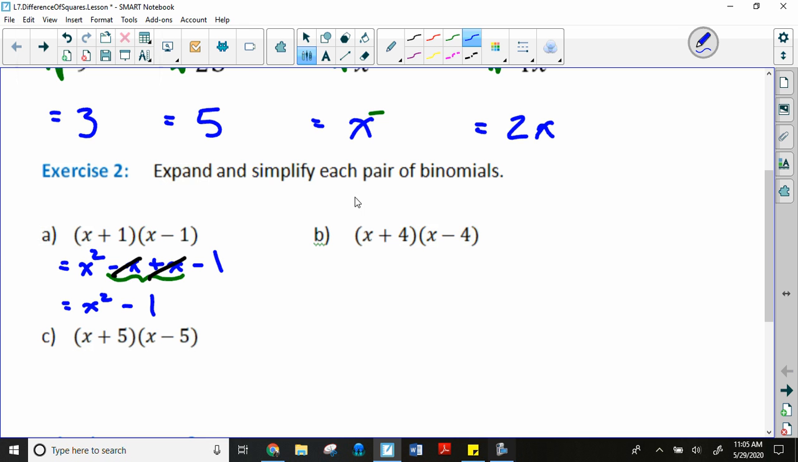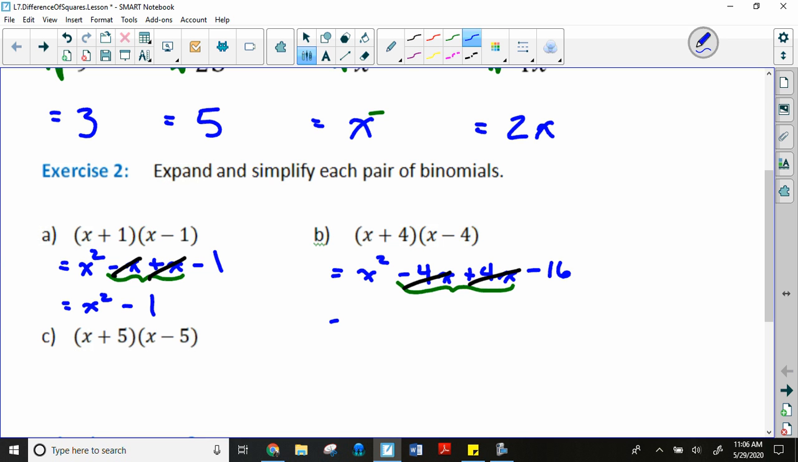So for the next one, we're going to FOIL again and see if we see the same thing happen. Notice we've got brackets that are almost identical, except one's positive and one's negative, and then we've got the same number. So let's see if that happens again. First, outside, inside, last, positive 4 times negative 4 gets you that negative 16. Your last number is always going to be negative on these. And look what happens again in the middle. They're going to cancel out. Negative 4 plus 4, gone.